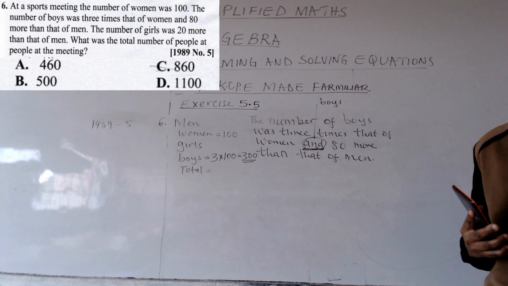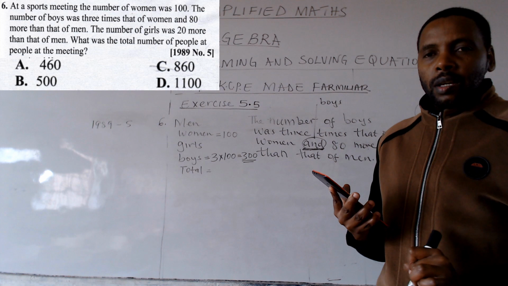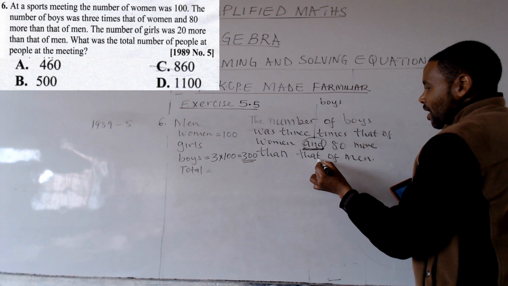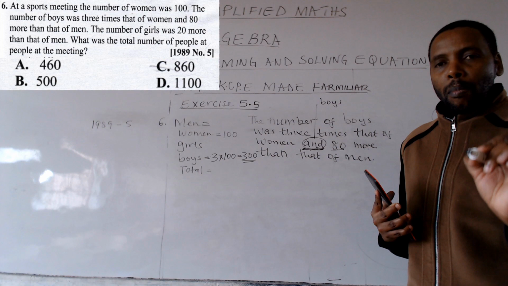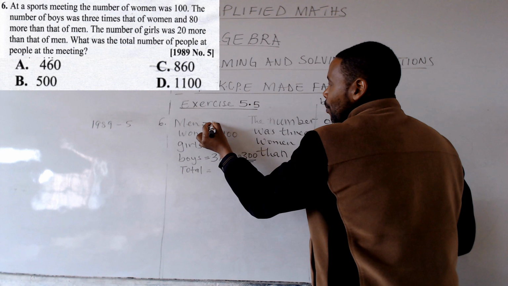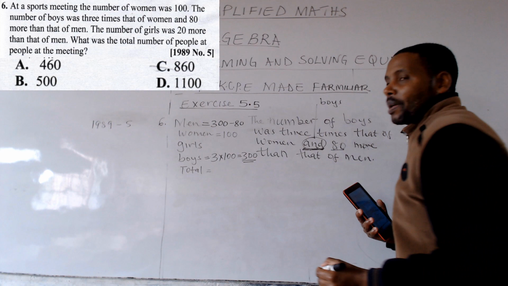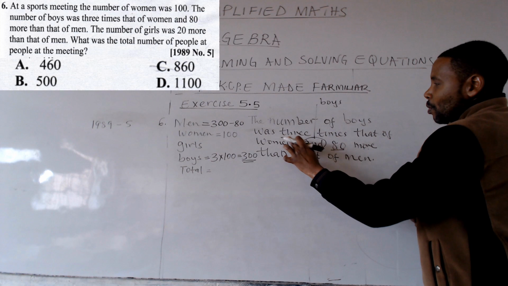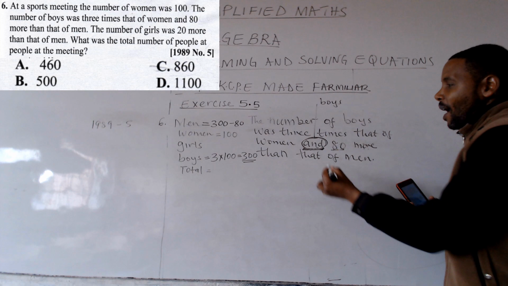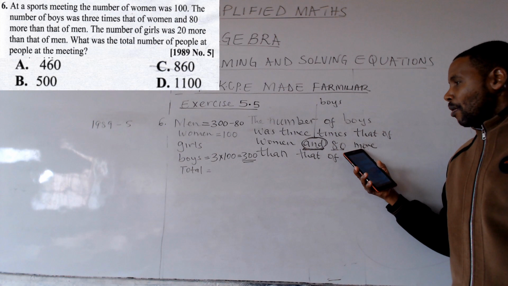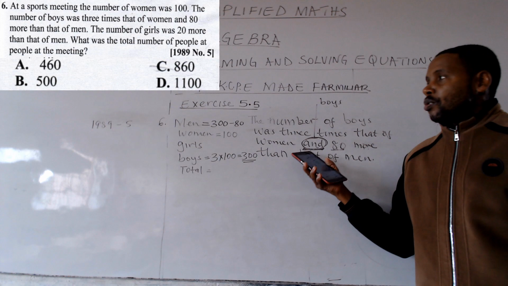So that conjunction was the one that was used to trick the learners. So when I say "and 80 more than that of men," it is the boys who are 80 more than men. So I come to men, and the boys are the ones who are 80 more. So the number of men will be, you get the value of boys and subtract 80. The reason why we are subtracting 80 is because the statement says the number of boys was 3 times that of women, and 80 more than that of men. And I've told you "and" is in reference to the number of boys. So "and" should be replaced with "boys." The boys were 80 more than that of men. So the boys are the ones who are more than the men. That's why I'm subtracting. It is not the men who are more, it is the boys.